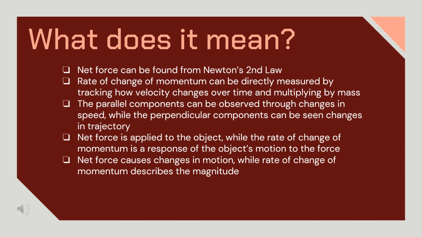So what does this mean? The net force can be found from Newton's second law, and the rate of change of momentum can be directly measured by tracking how velocity changes over time and multiplying by mass. The parallel components can be observed through changes in speed, while the perpendicular components can be seen in changes in trajectory. The net force is applied to the object, while the rate of change of momentum is a response of the object's motion to the force. Net force causes changes in motion, while rate of change of momentum describes the magnitude.